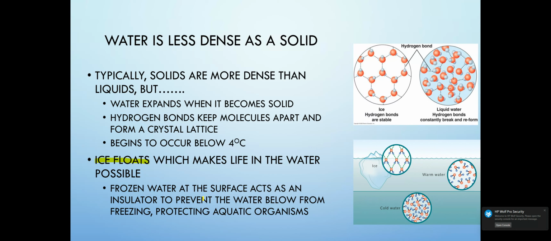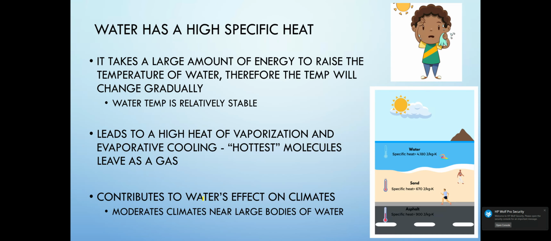Another important feature of water is that it has a very high specific heat. It takes a tremendous amount of energy for water to change temperature. And so this high specific heat is actually a measurement, and I'm sure you did calculations of this in chemistry, but you can see it's so many joules per kilogram Kelvin.